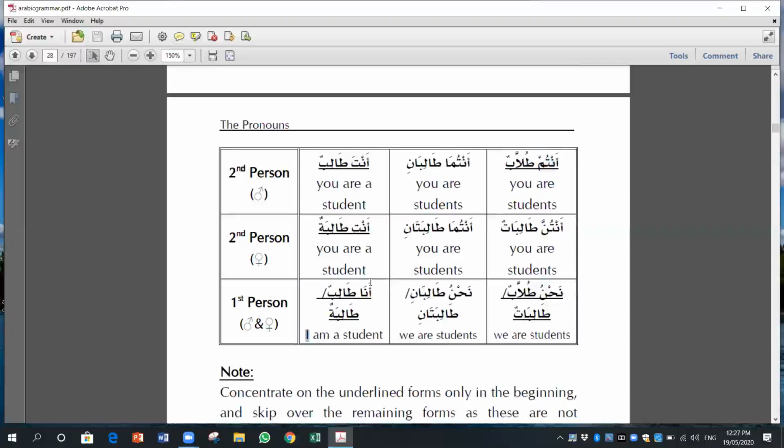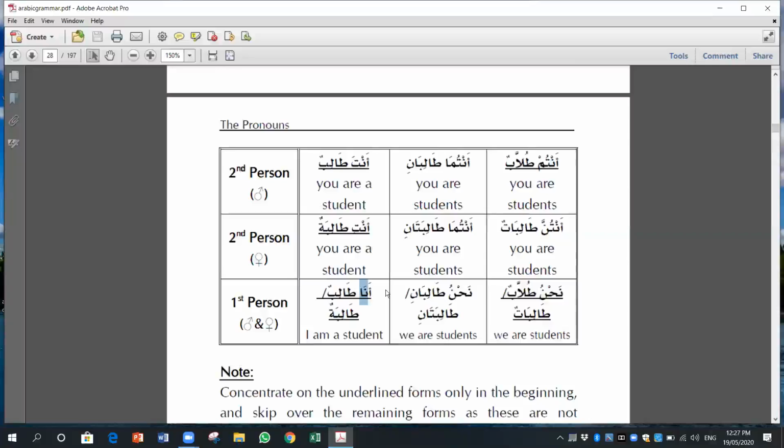But in Arabic, it is ana. Ana means I. So ana talibun, I am a student. I am a male student. Female also, Aisha.